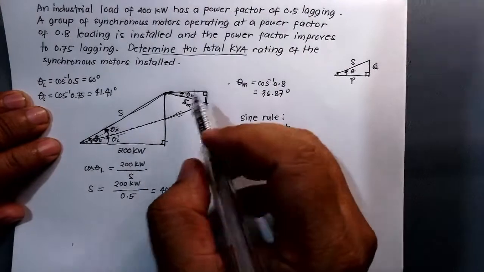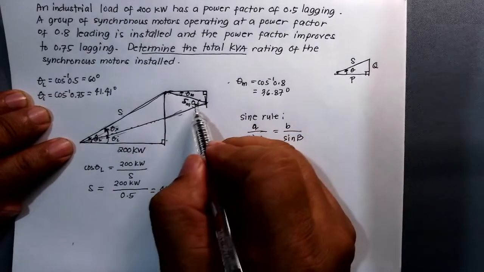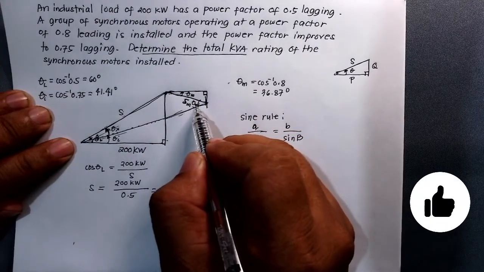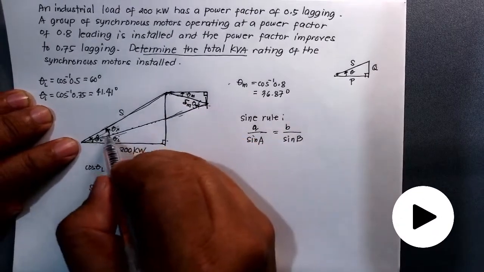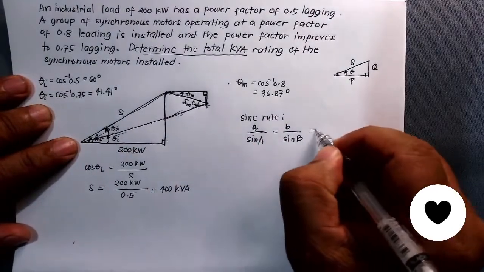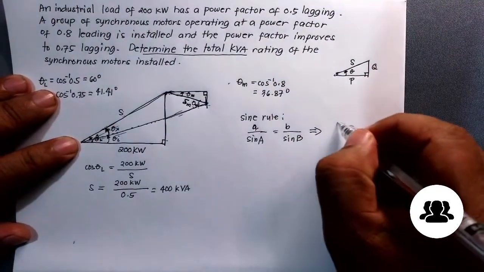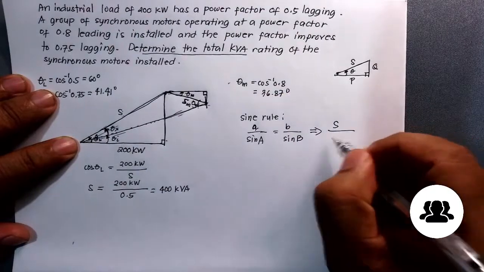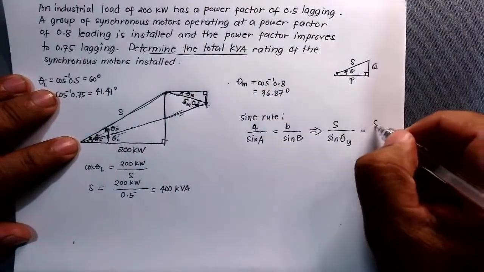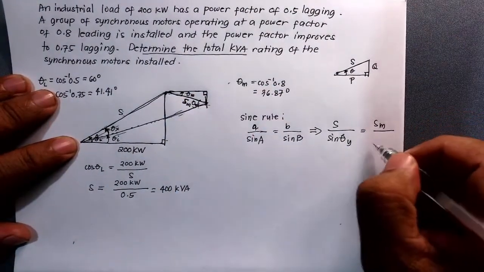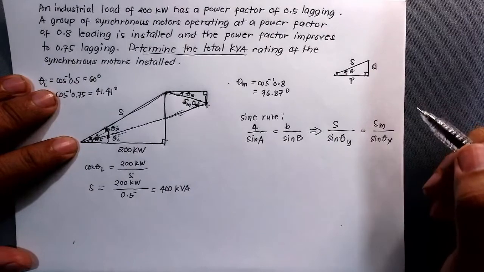For example, if this is your B, then your angle here that you are considering is sine theta y. If this is the side that you are referring to, the angle here will be this one, theta x. So in this case, we can use S over sine theta y equals SM over sine theta x. Okay, so we have to get the value of theta x and theta y.